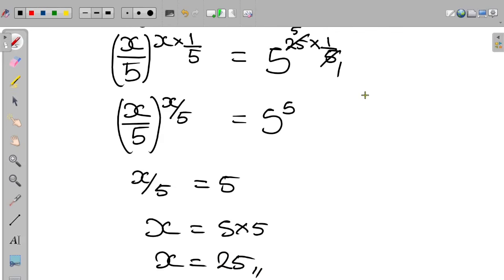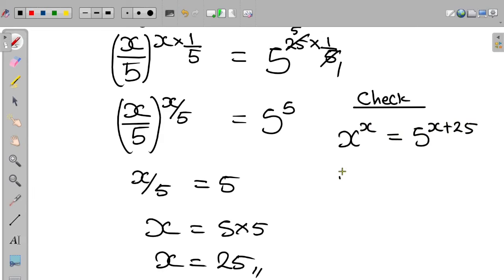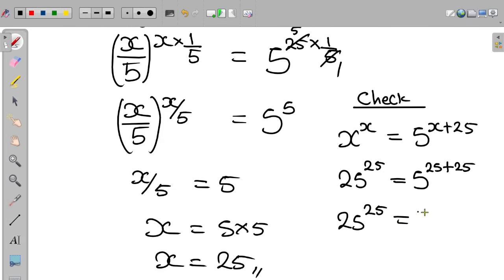So let us check if our value is correct. Recall that the equation we have is x raised to the power of x equal to 5 raised to the power of x plus 25. So this becomes 25 raised to the power of 25 equal to 5 raised to the power of 25 plus 25. So this becomes 25 raised to the power of 25 equal to 5 raised to the power of 50.